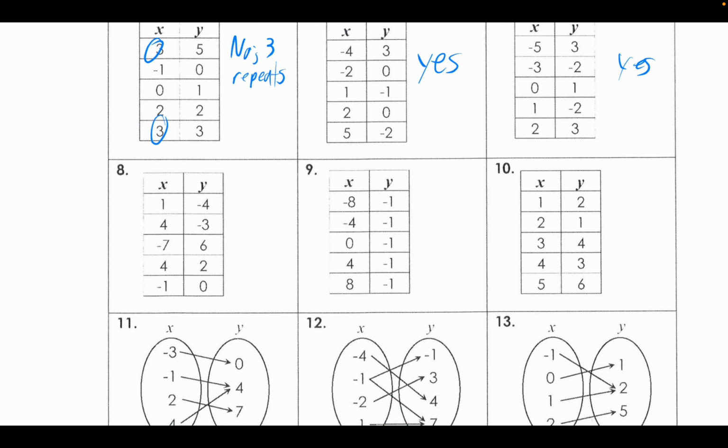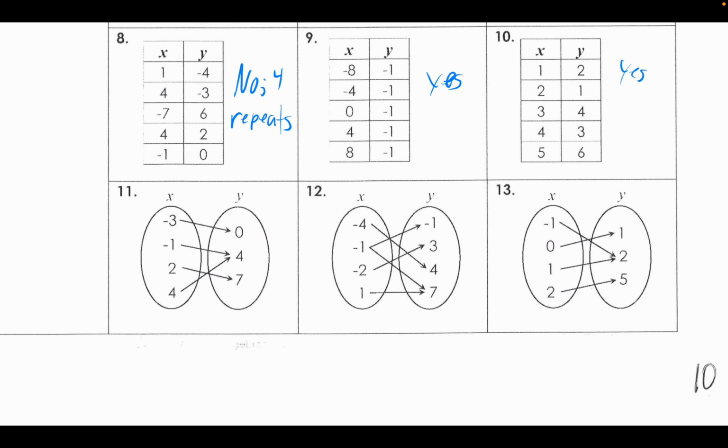Number 8, though, is not a function, and the reason why is because this 4 repeats. It goes to -3 and 2, so I'm going to put 4 repeats. Number 9 is in fact a function, even though the y value is always the same, still a function. And number 10, also a function, even if it just goes in order of 1, 2, 3, 4, 5 for grins and giggles. Now 11 through 13 are the same thing, but on a mapping diagram, so go ahead and try these.